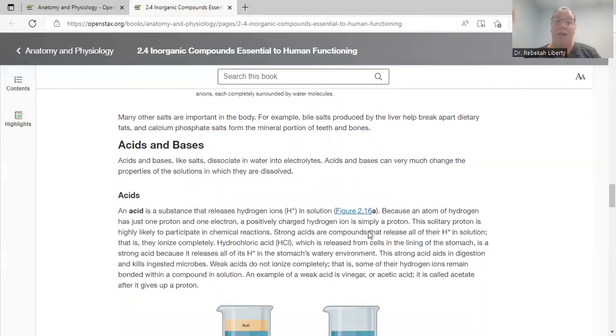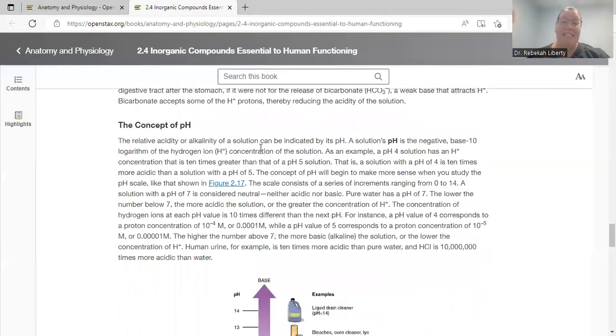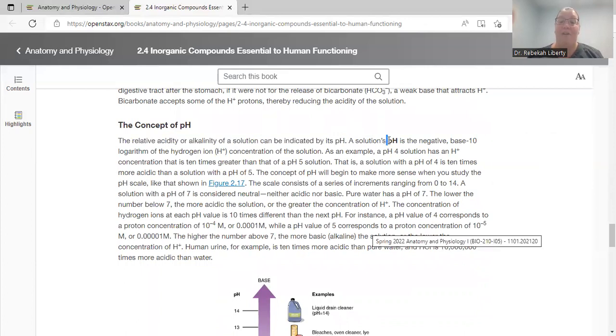Okay, number 3, we're going to talk about pH. Let's skip down here for a minute. pH is how acidic or how basic a solution is. We are looking at the amount of hydrogen. That capital H in pH is a measure, if you will, of the amount of hydrogen ion concentration in a solution.